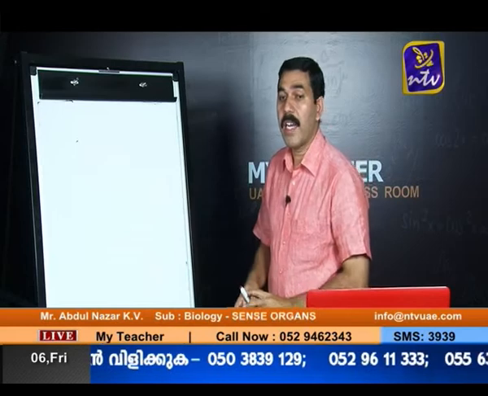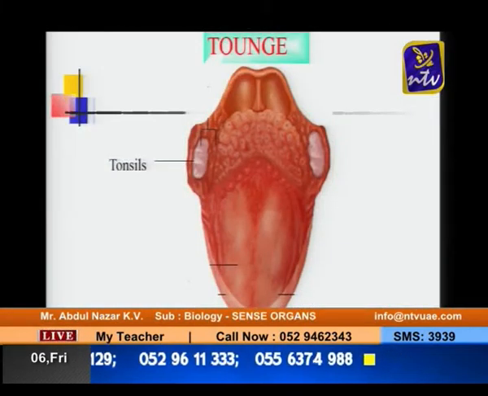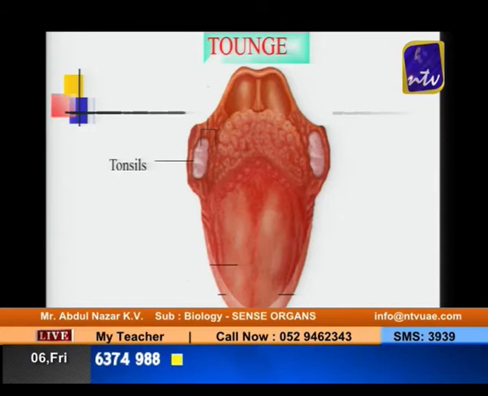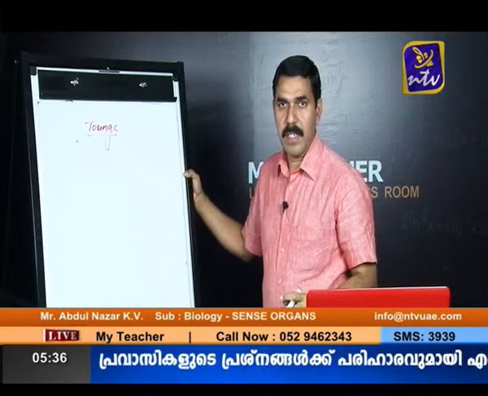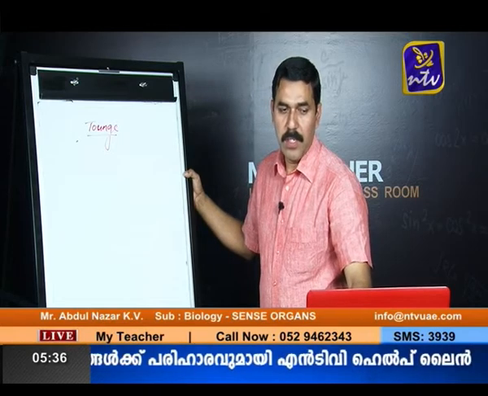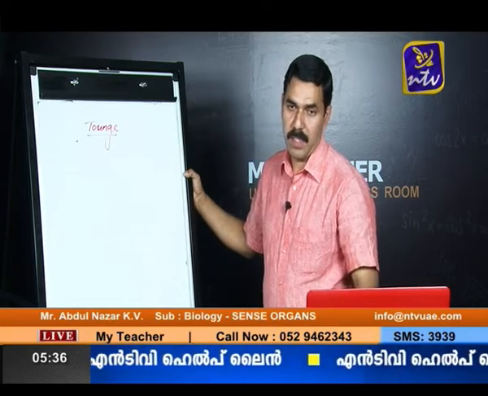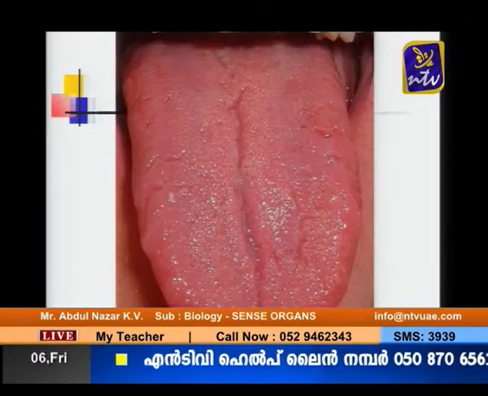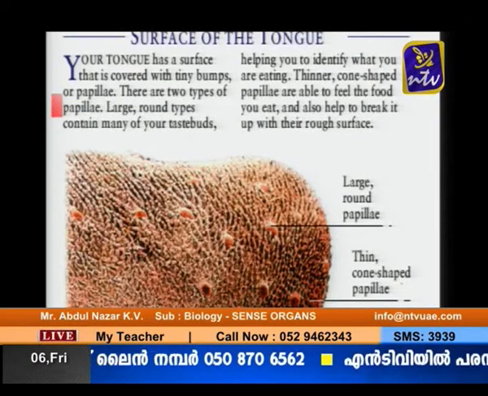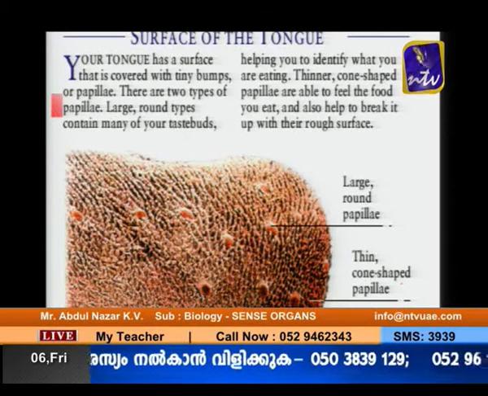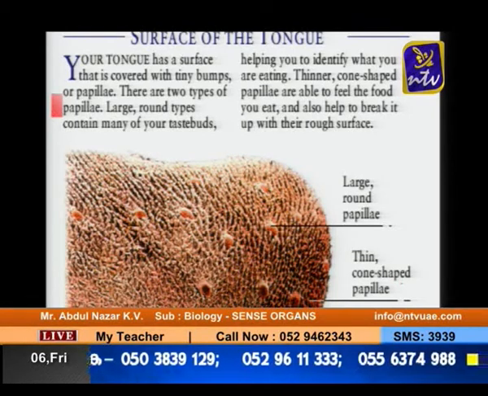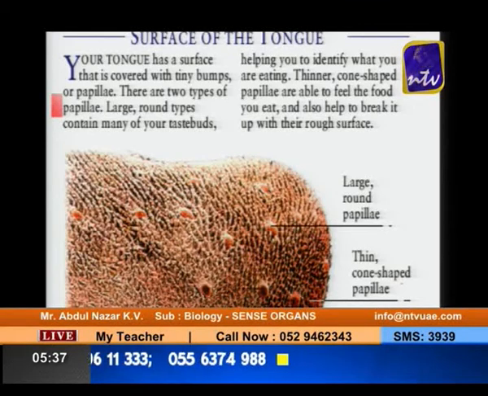Now, let us go to the next sense organ, that is the tongue. The tongue can register taste. You can see that on the surface of the tongue there are small bumps, and these bumps are called papillae. There are two types of papillae present on the surface of the tongue. You can see in the picture, one is the large round papillae and the second one is the thin cone-shaped papillae.